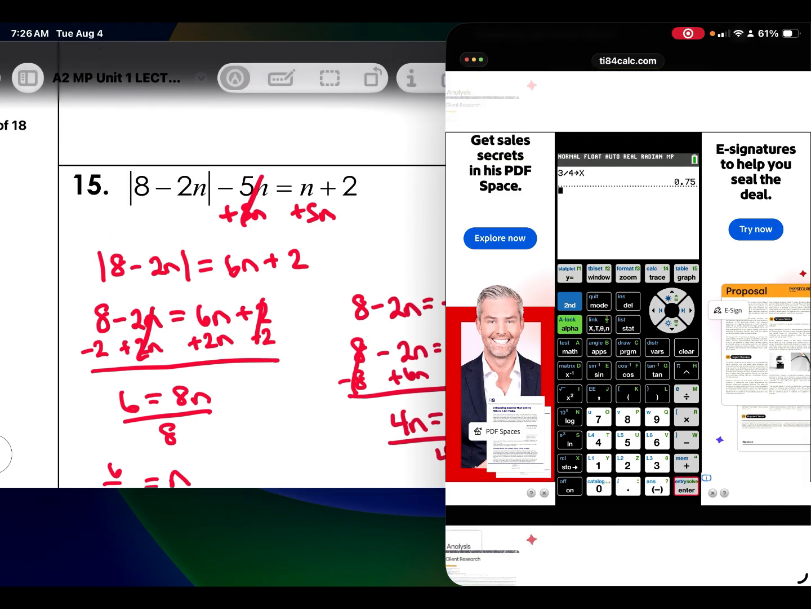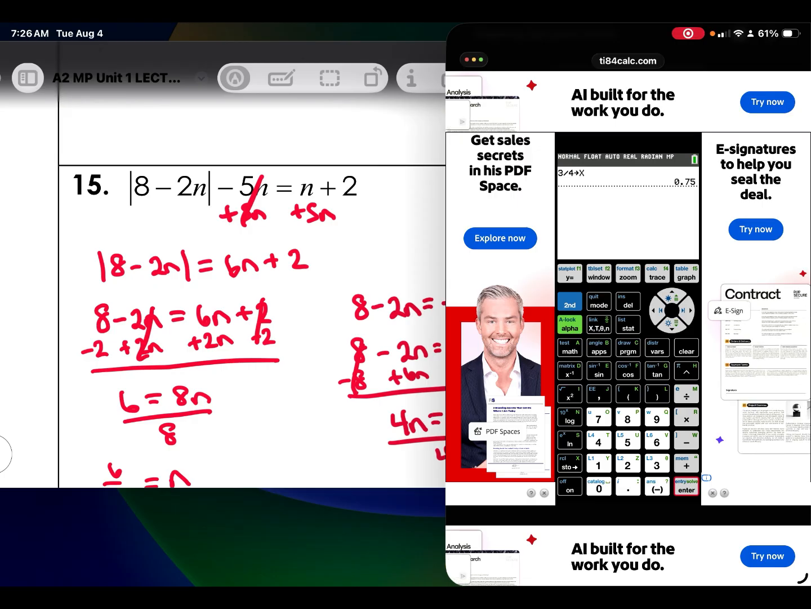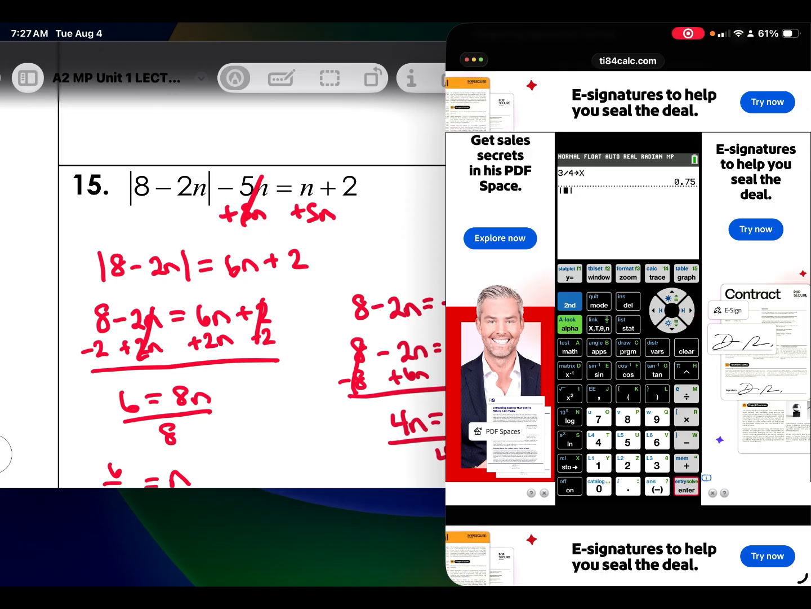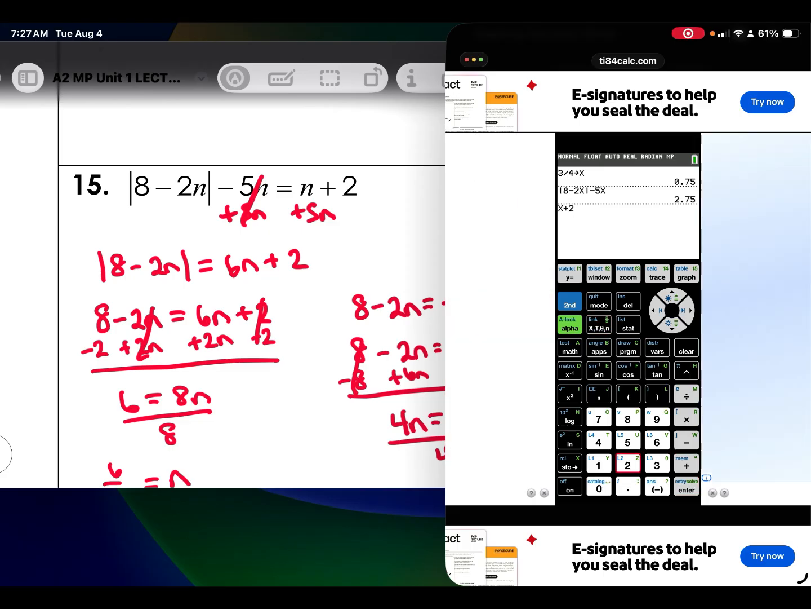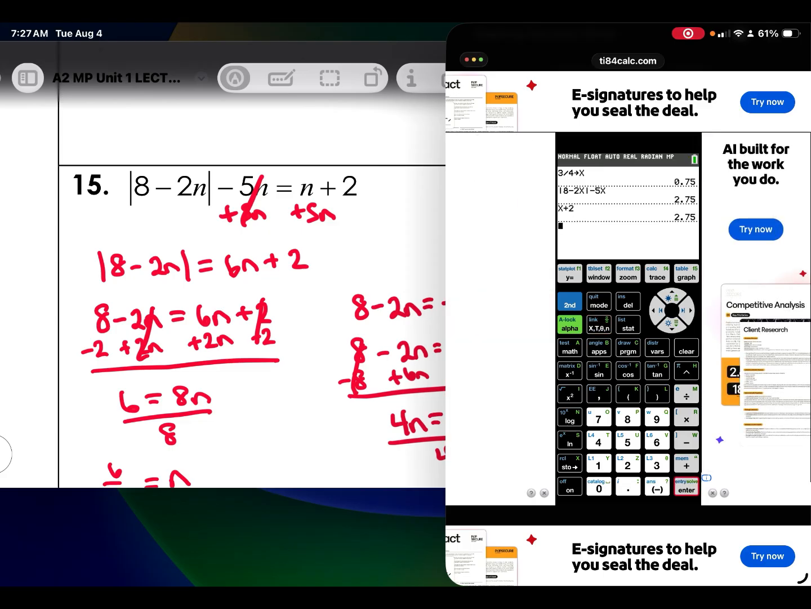And I'm going to put this in. So the absolute value on your calculator is under the number. It's under math, and then go over to number, absolute value. And I can put in 8 minus 2n, but I have an x, minus 5x. And I get that. And then if I do that on the other side, I get x plus 2, and I get the same thing. So that's a good answer.